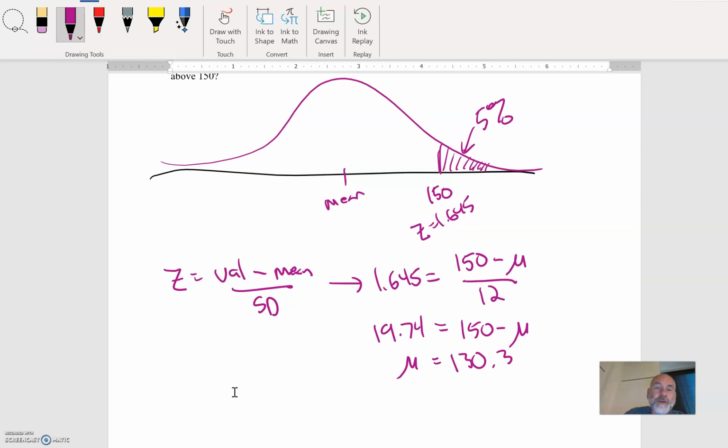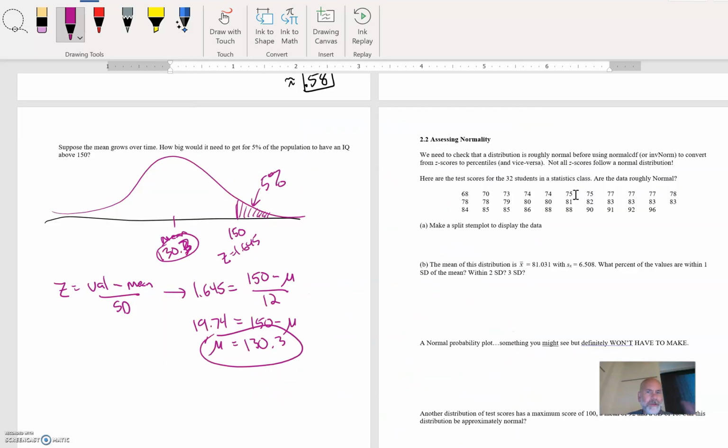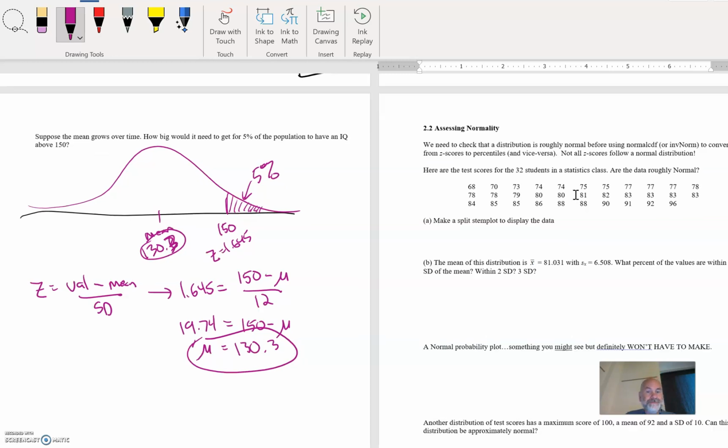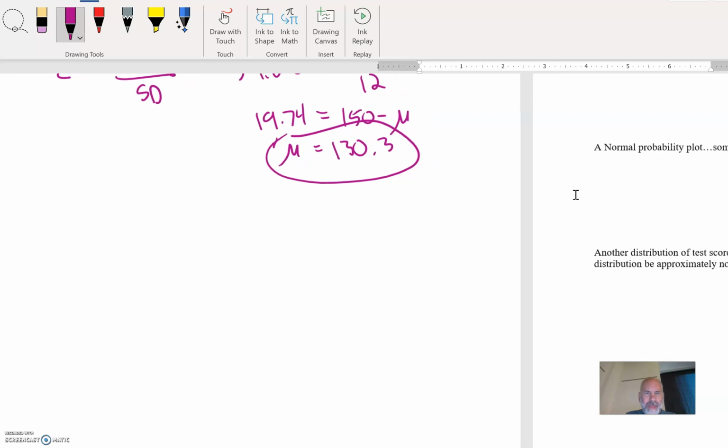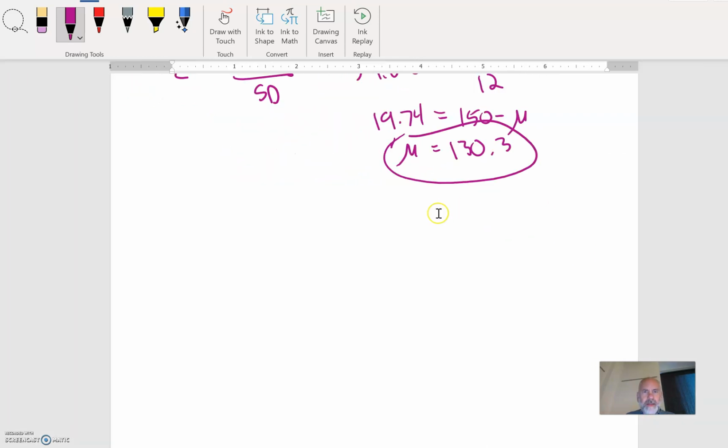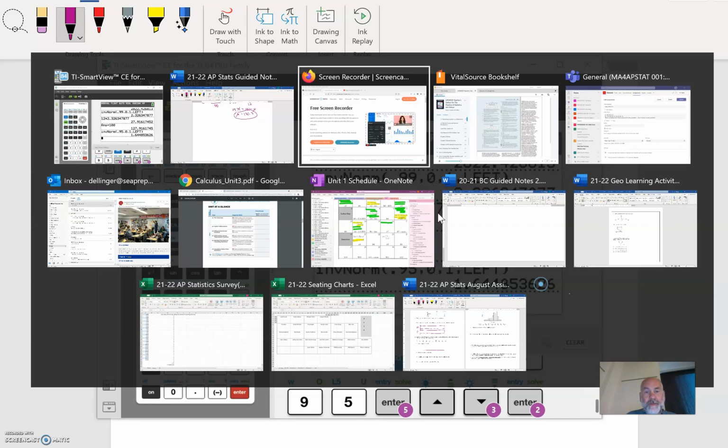So if your mean is 130.3, and the standard deviation is still 12, then an IQ of 150 is going to have 5% above it. So this is the tricky part: in order to be able to work this out, I didn't know what the mean and the standard deviation was, so I had to go to z-scores. I think I'm going to stop there, but I left some time on the clock.